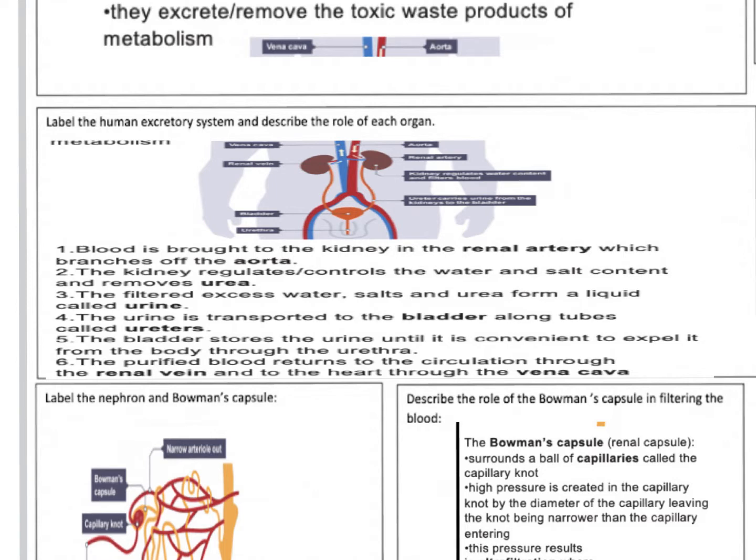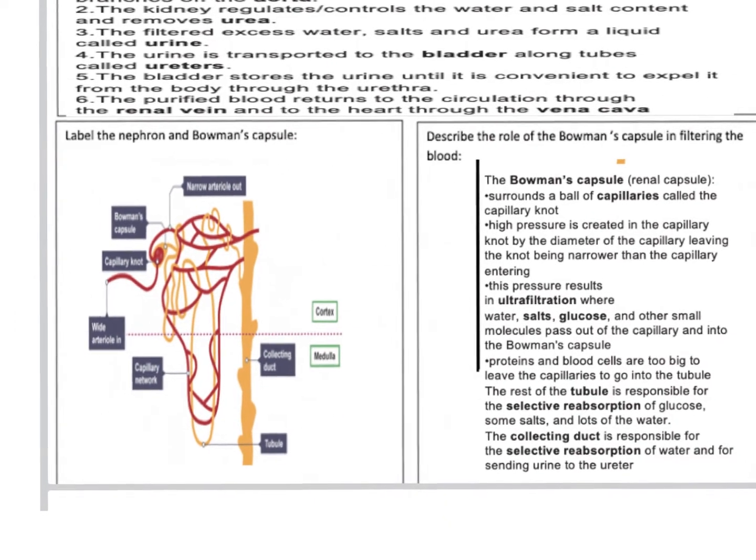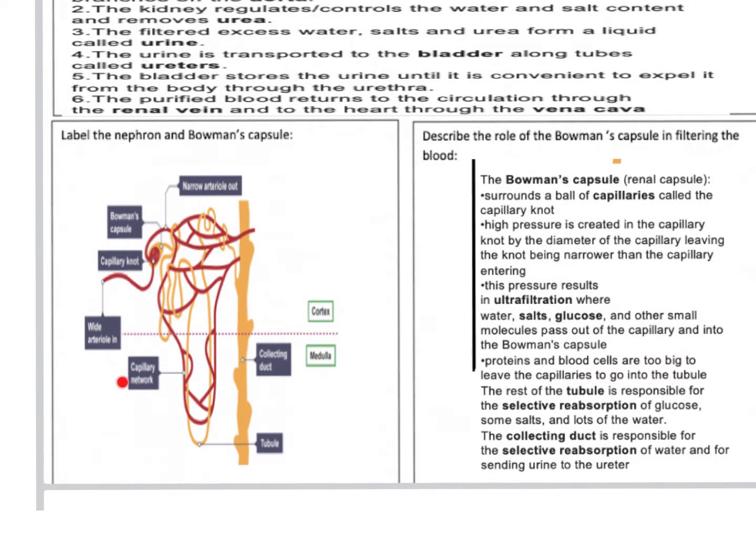Each one is connected to the aorta, which is the big artery going around your body. The aorta branches off into your renal arteries. The kidney regulates and controls water and salt content and removes urea. Any excess water, salts and urea form liquid urine, which is transported along your ureter, held in your bladder until your urethra gets rid of it. Purified blood then goes back out through the renal vein and through the vena cava.